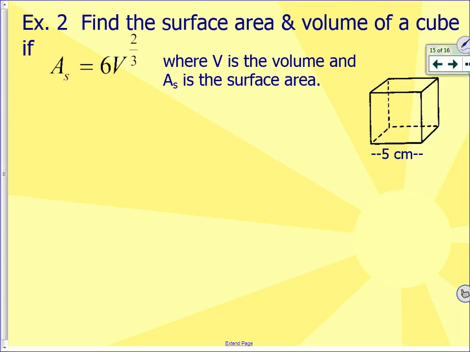So this is the surface area of a cube as it relates to the volume of a cube. Volume is how much space is taken up on the inside. So it tells you a formula relating the two together. Notice the 6 is there. That's because there are 6 squares that make up the cube. So it says find the surface area and volume of the cube if one of the sides is 5. And there's that formula.